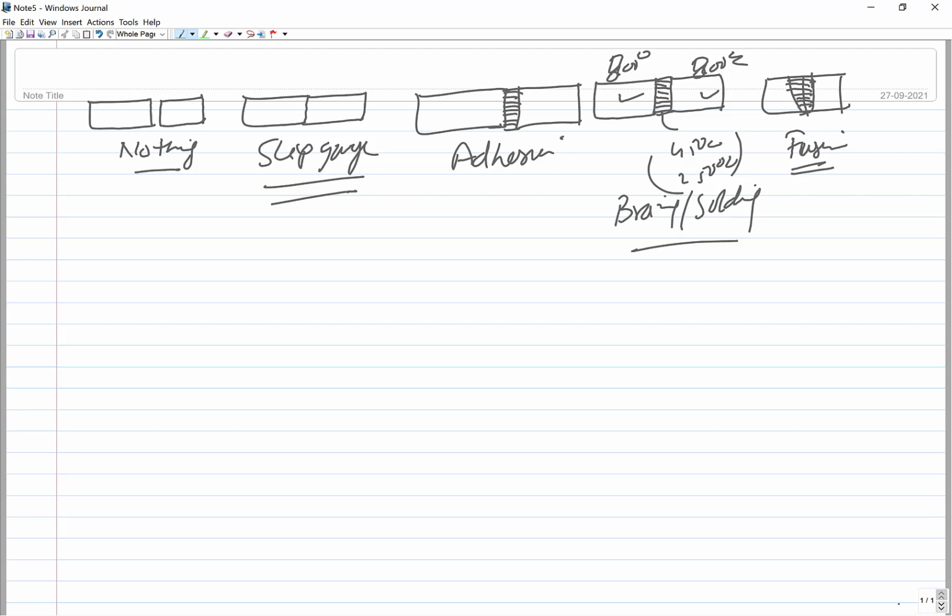And then lastly we have one more, the mechanical interlocking. They take the two components like this, so one is mixed with the other like this. So this is the mechanical interlocking.